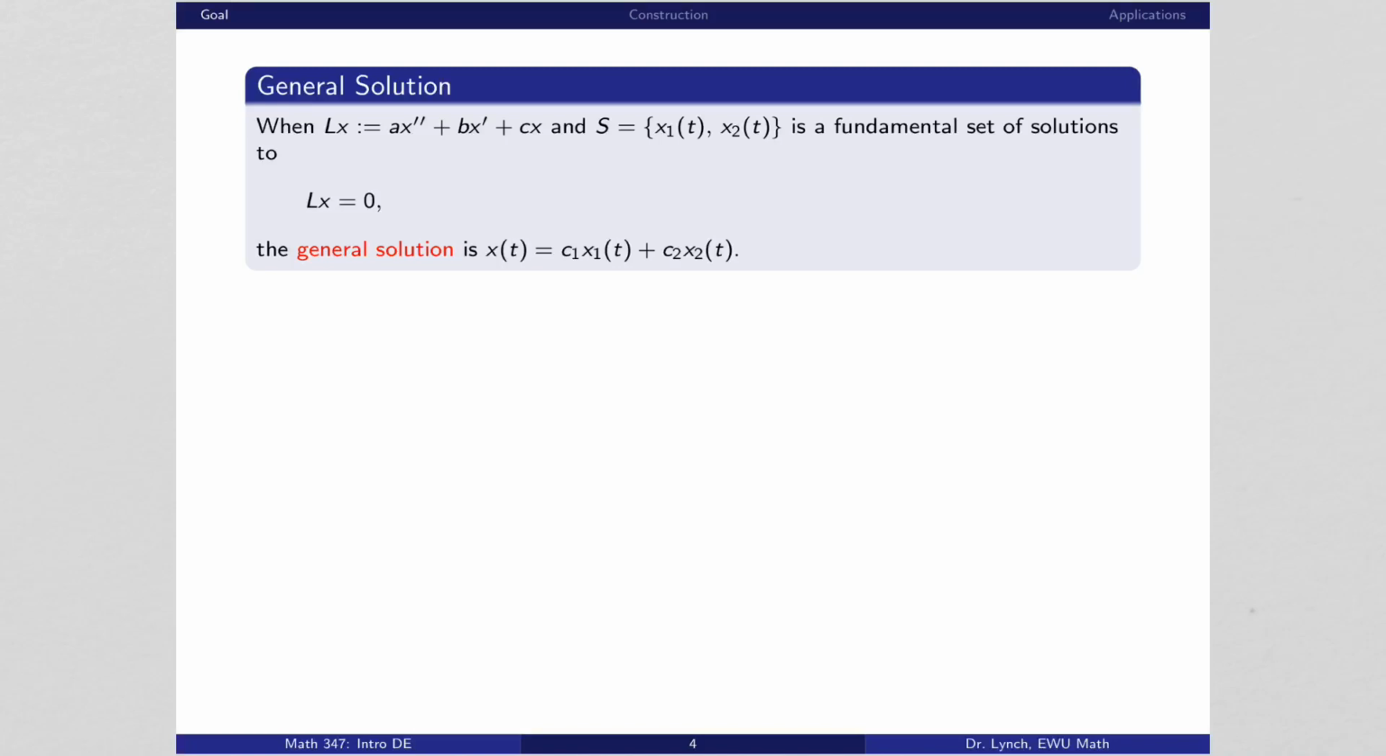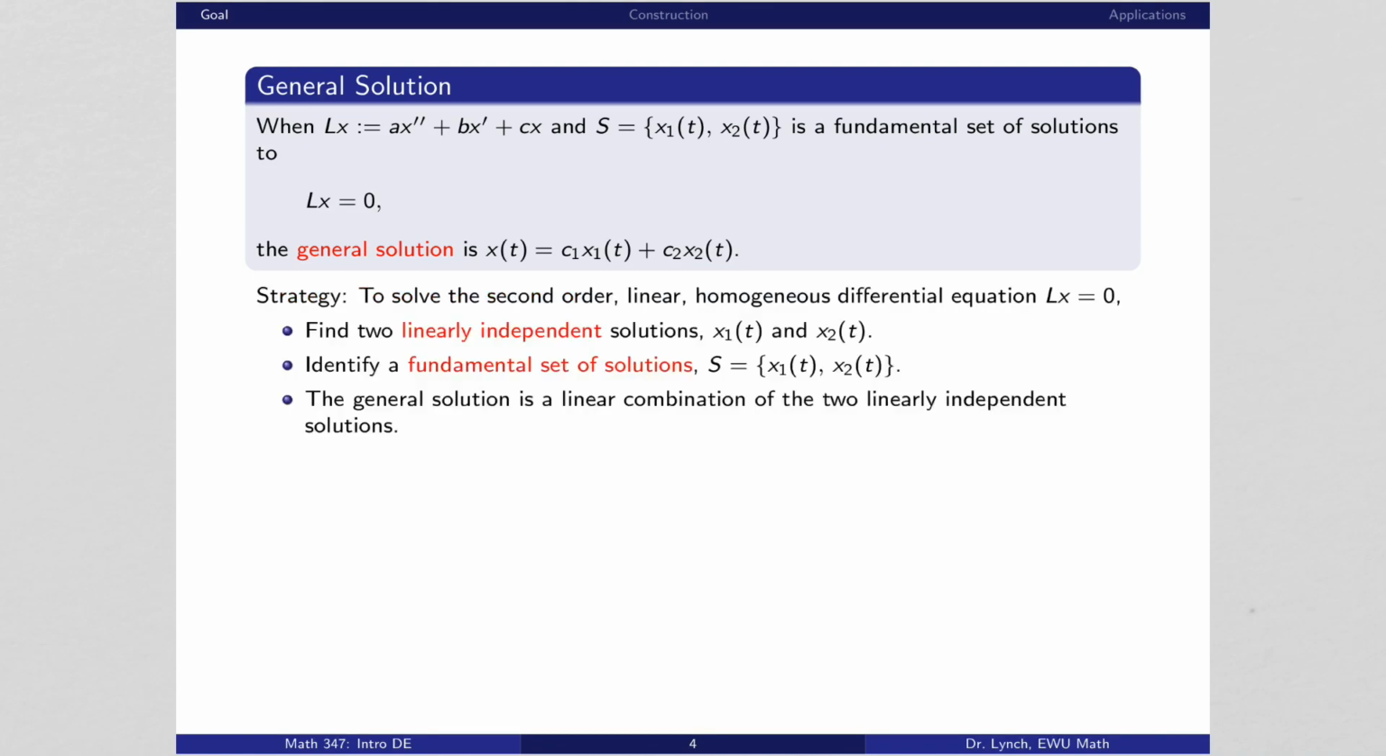So that gives us a strategy for solving this homogeneous differential equation. This tells us that to solve a second order homogeneous differential equation that's linear, of the form Lx equals 0, first we need two linearly independent solutions. We can identify a fundamental set of solutions as x1, x2, and then the general solution is just a linear combination of those two linearly independent solutions.